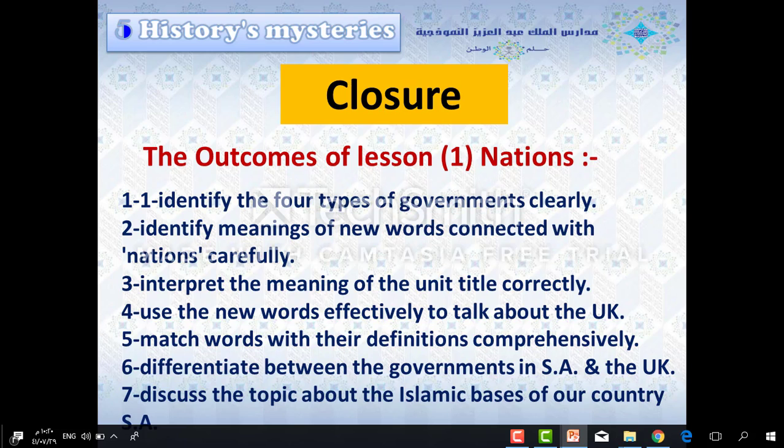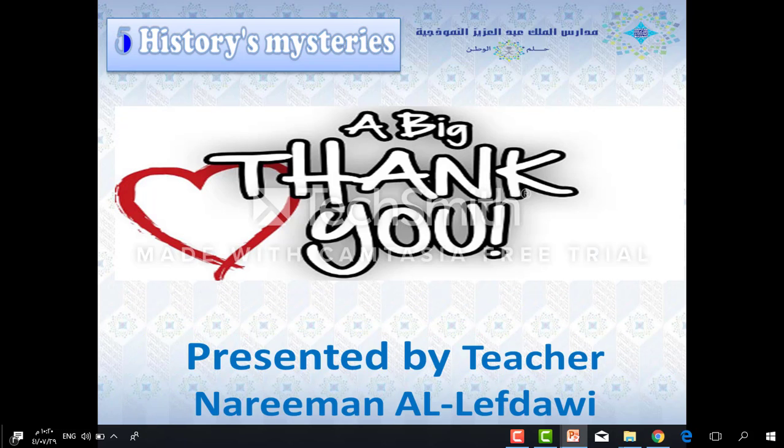and we can differentiate between the governments in Saudi Arabia and the UK. The system type of the government in Saudi Arabia is monarchy, and in the UK is constitutional monarchy. And also we discussed that the constitution of Saudi Arabia is based on the Quran.